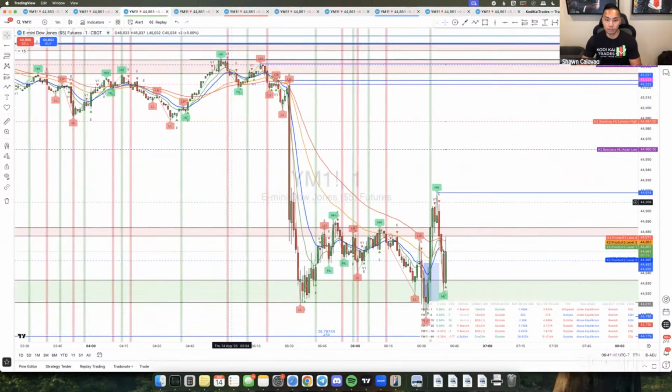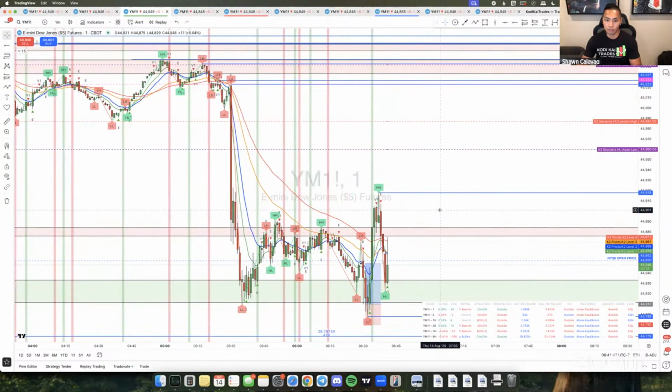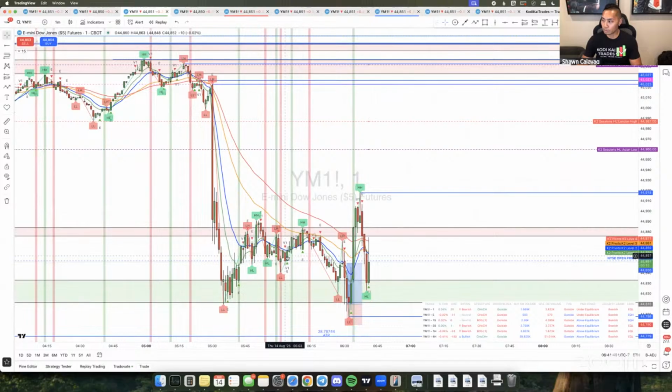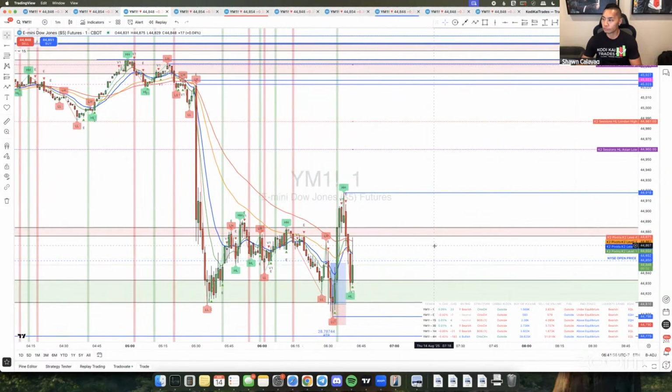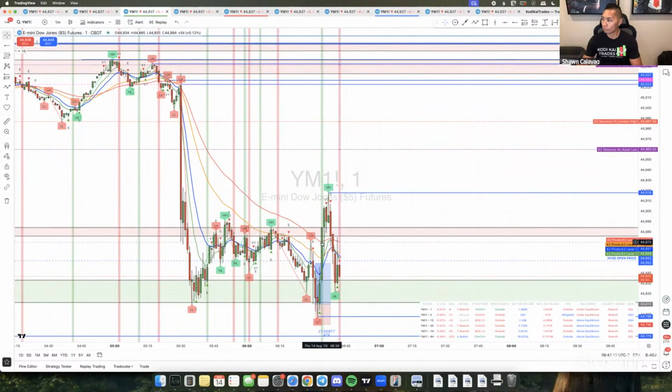All right, we're just going back and forth here, as you guys can see. Not too much going on. It is just back and forth right here between these two structures. So I'll just leave the structures here as is. Price is respecting it pretty much for the most part. Yeah, there's not too much direction here. Price is just going back and forth.